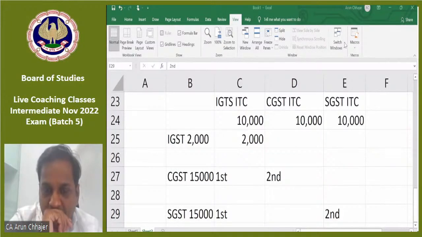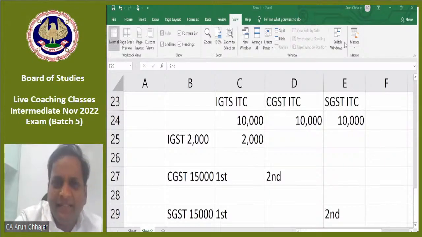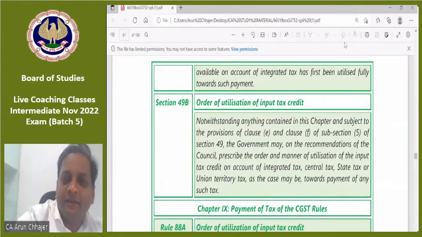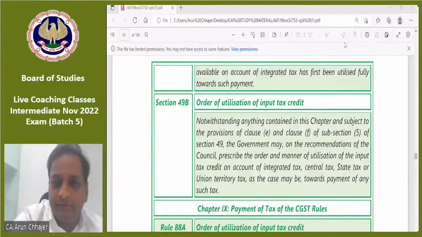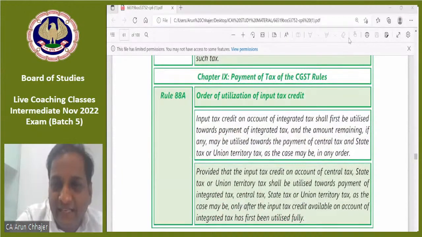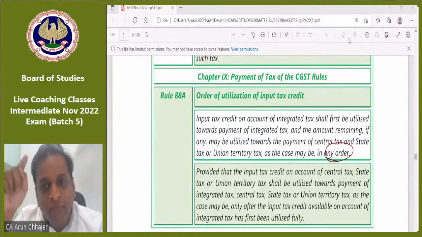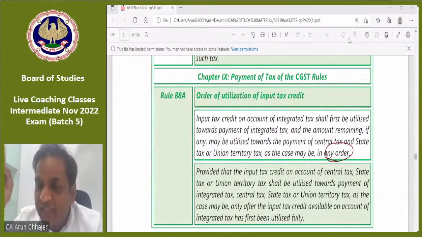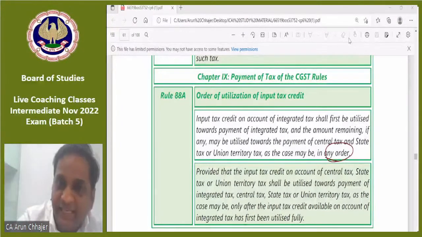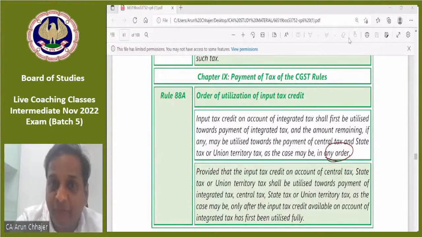Understood, clear, Rekha. So I can say now, let me read along with you. 49B is saying, instead of 49, we are directly reading rule 88A. Rule 88A says that I will give the amount to I first, then C and S in any order, any manner. So can I say, please confirm my statement.